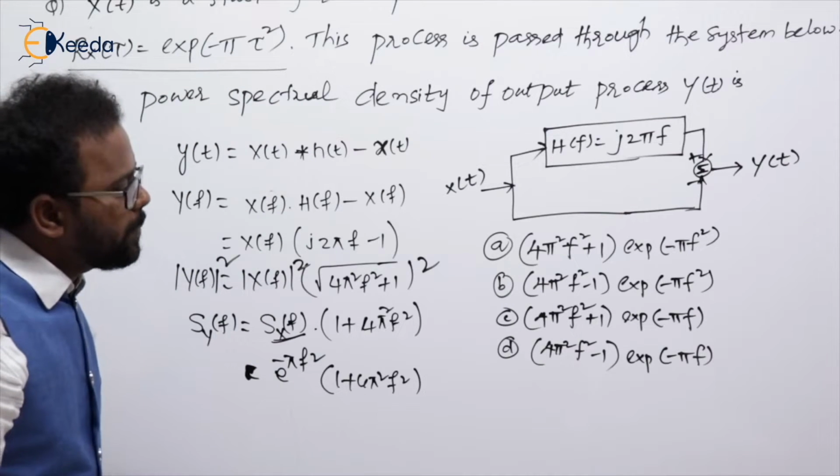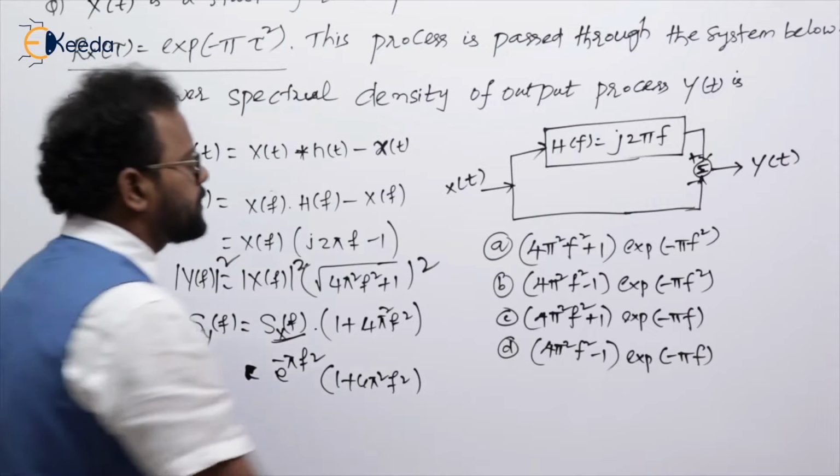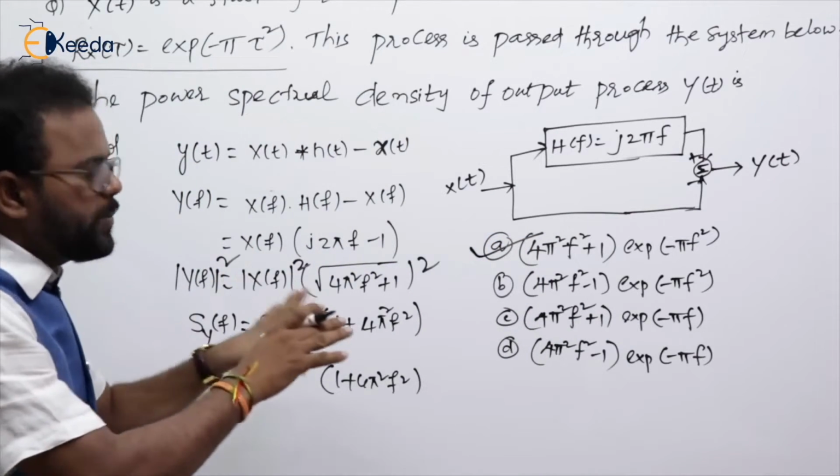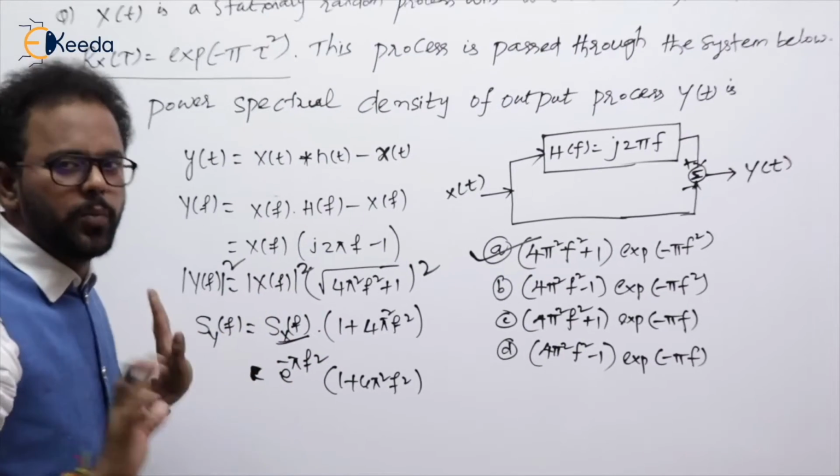Now you can see the options. If you see the options, I can say option A is correct. He gave some input, some system, and the calculation of output PSD.